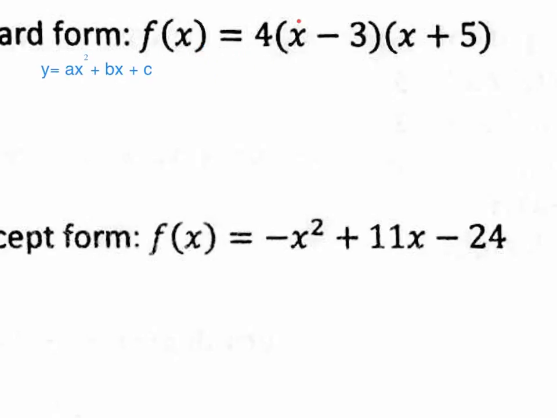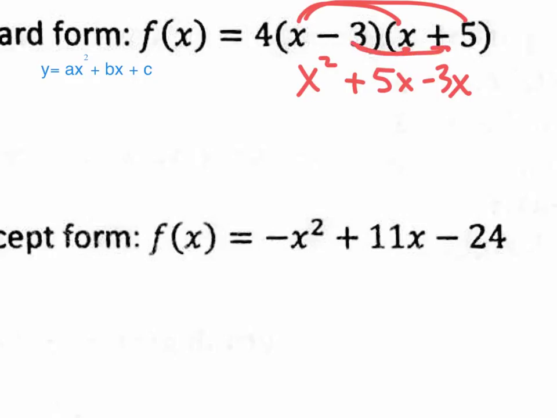I want to distribute x times x, that's x squared. x times 5, that's 5x. And then you have negative 3 times x, that's negative 3x. And then negative 3 times positive 5, that's negative 15. Then those two middle terms, the positive 5 and negative 3, give you a positive 2x when you combine them. And you have the x squared in front and the minus 15 at the end.